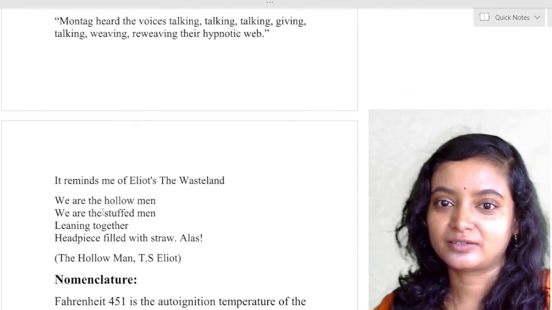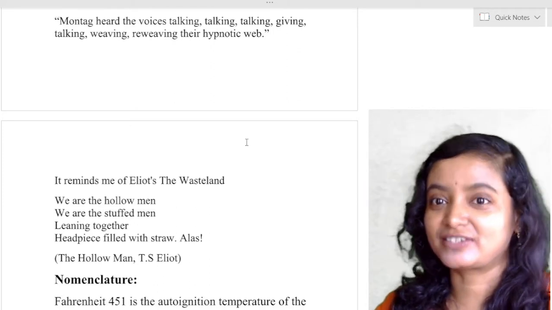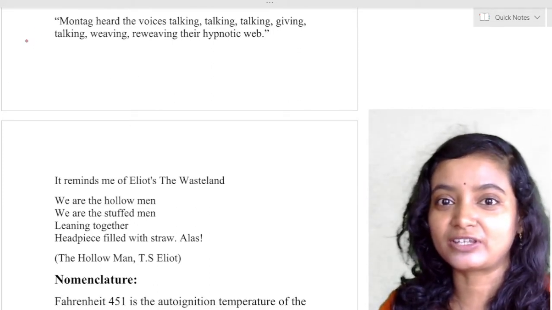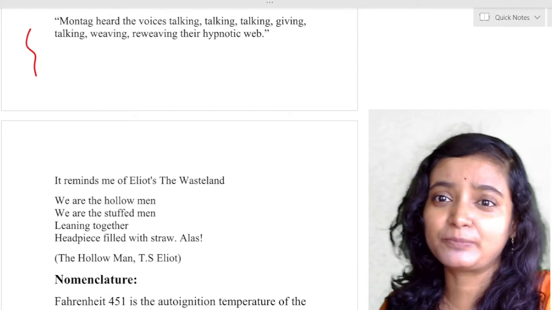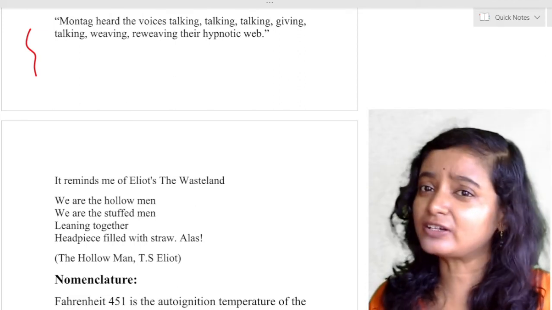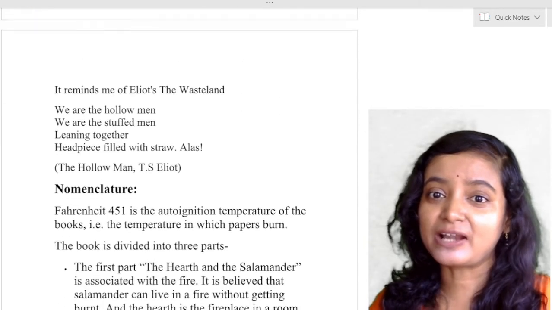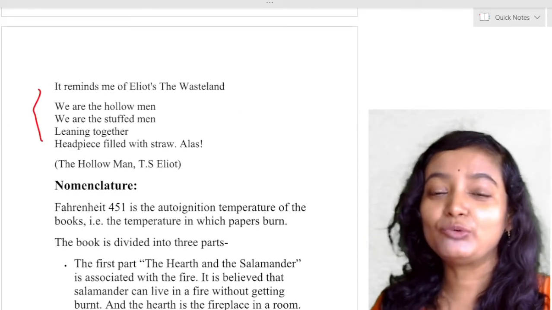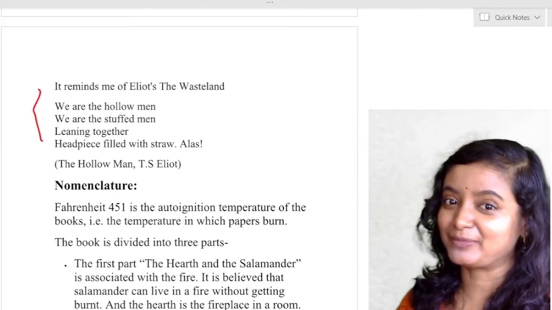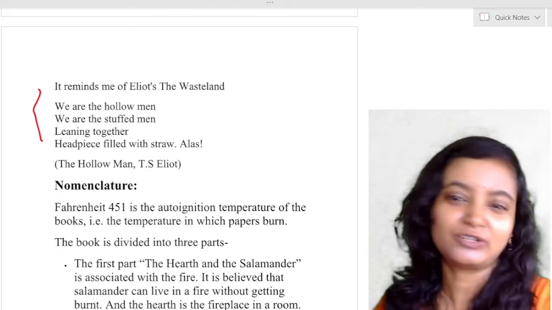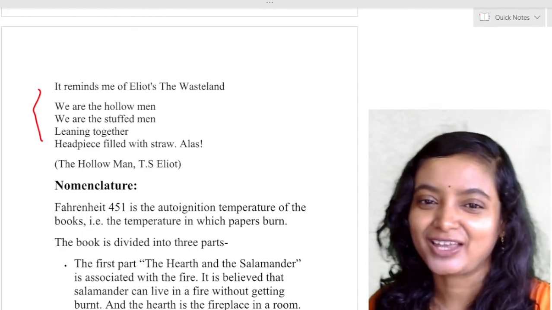Montag heard the voices talking, giving, weaving, re-weaving their hypnotic web. Just like the people are not thinking, the people are just doing everything in a mechanical way. It reminds me of Eliot's Wasteland: We are the hollow men, we are the stuffed men, leaning together, headpiece filled with straw, alas.